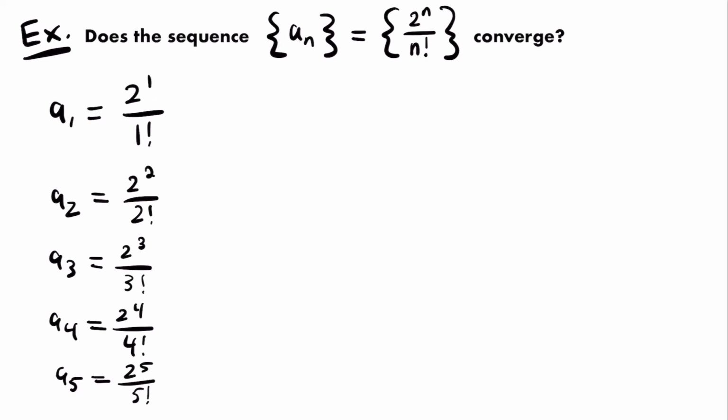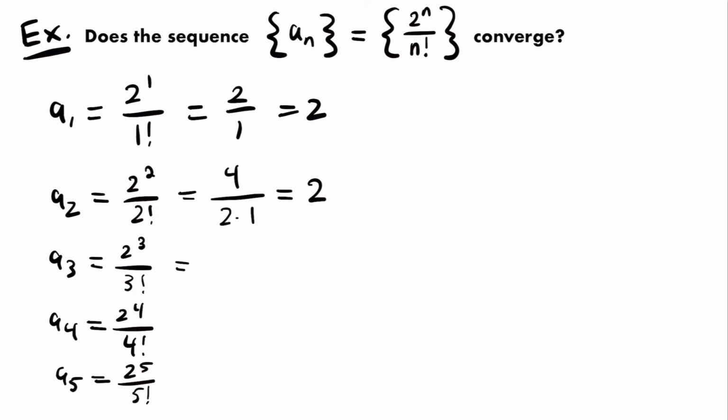Now to simplify them, a sub 1, we have 2 to the 1st power. That's just 2 divided by 1 factorial. That's just equal to 1. So this is equal to 2 divided by 1, which is equal to 2. Then for a sub 2, we have 2 squared, and so in the numerator we have 4, and in the denominator we have 2 factorial, which is 2 times 1, and so this is equal to 4 divided by 2, which is 2, and that's the same as our previous term, so that's a little bit weird, but we'll talk about that. Let's finish simplifying the rest of our terms first.